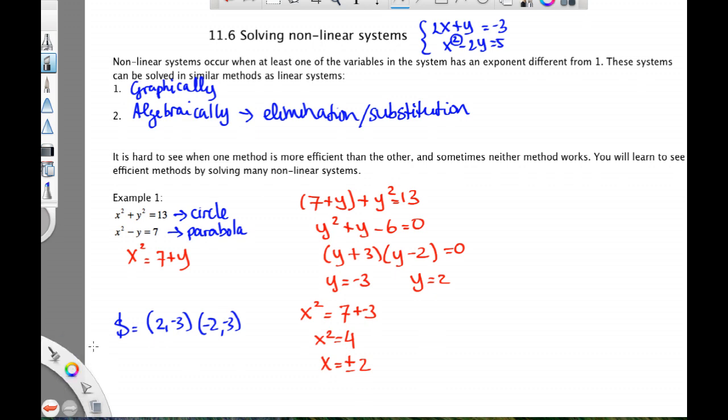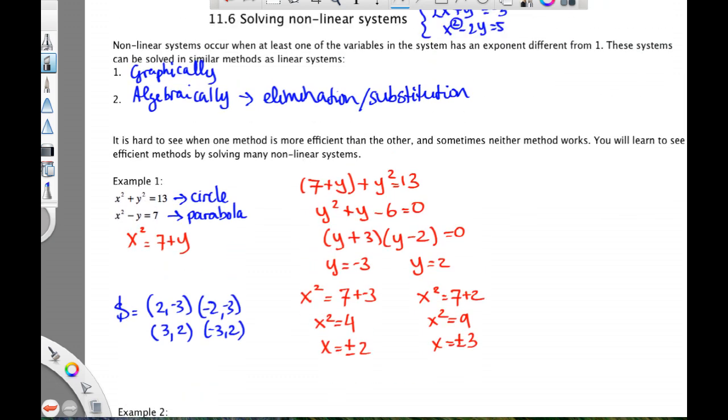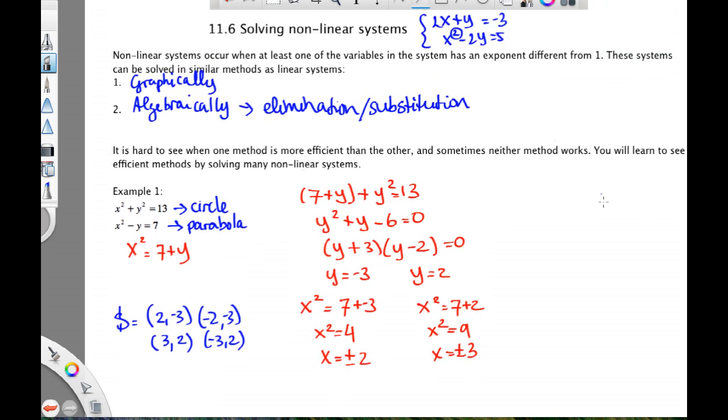Okay, how about here? If I plug in the 2, I get x squared is equal to 7 plus 2. So that means x squared is 9, so x would be plus or minus 3. So there are 2 more answers. At 3, the y would be 2, and at negative 3, the y would be 2. So 4 answers. Okay. I do want to do this particular one graphically, so let's see what I can make of that.